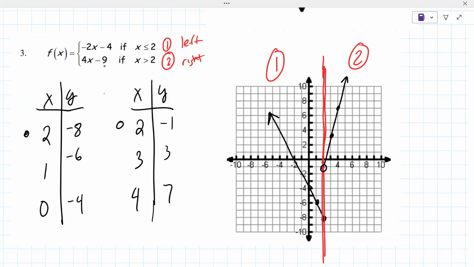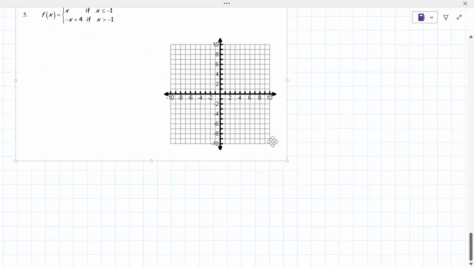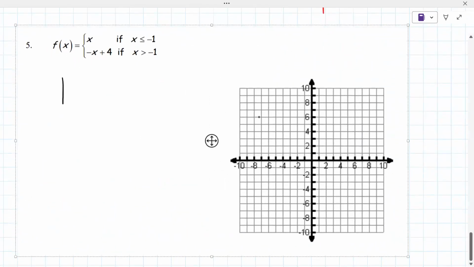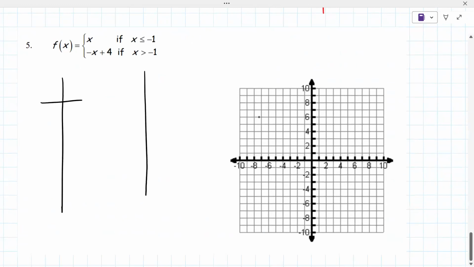All right, so you get a chance to redeem yourself. Here we go. I want you to come up with the two tables again for each of these. Let me know if you have any questions.